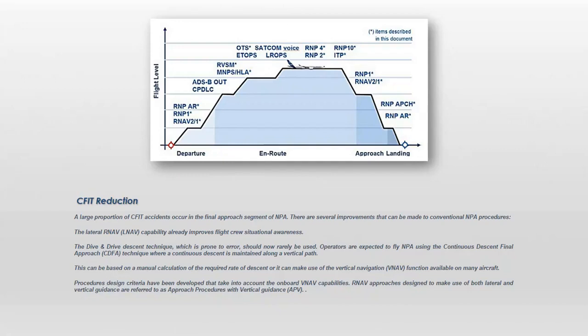Operators are expected to fly non-precision approaches using the continuous descent final approach technique, where a continuous descent is maintained along a vertical path. This can be based on a manual calculation of the required rate of descent, or it can make use of the vertical navigation (VNAV) function available on many aircraft. Procedure design criteria have been developed that take into account the onboard VNAV capabilities. RNAV approaches designed to make use of both lateral and vertical guidance are referred to as approach procedures with vertical guidance, APV.